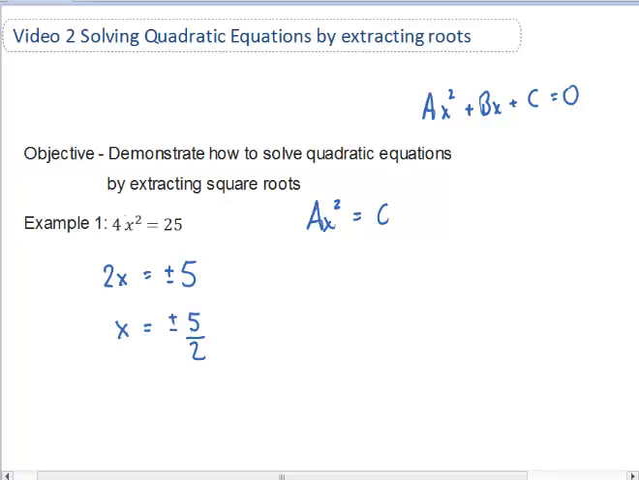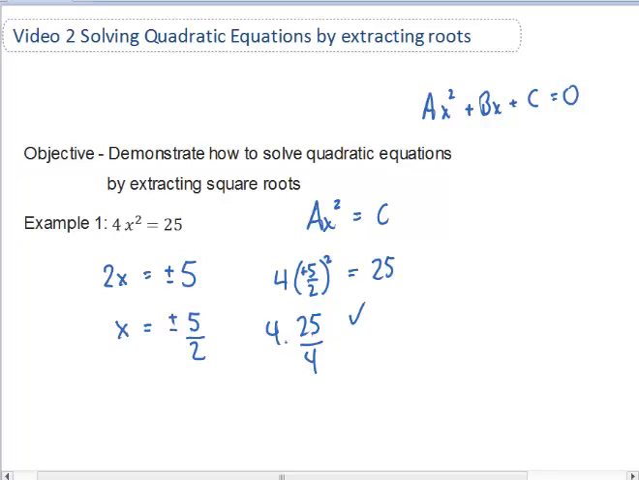Let's check that out by plugging it back in the original equation. 4 times the x squared value, so I'll have negative 5 halves. I'll square it. Does that equal 25? So if I square that, I get 25 over 4. Multiply by 4, and it checks out. And if I had the positive solution, the same exact thing would happen.